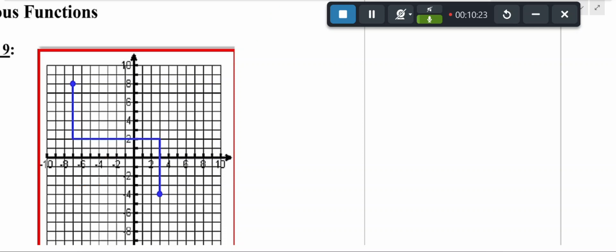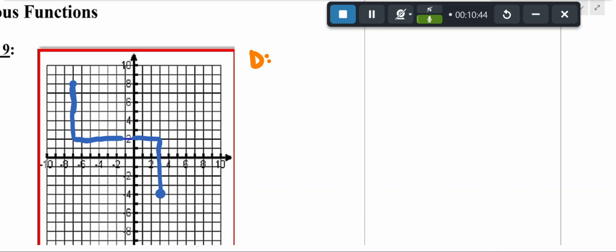So, first of all, let's highlight our function. Our function is here. See, closed circle. Then it goes down. Sorry, my squiggly lines. Then it goes across. And then it goes down. There. Beautiful. Now, we're going to do domain.